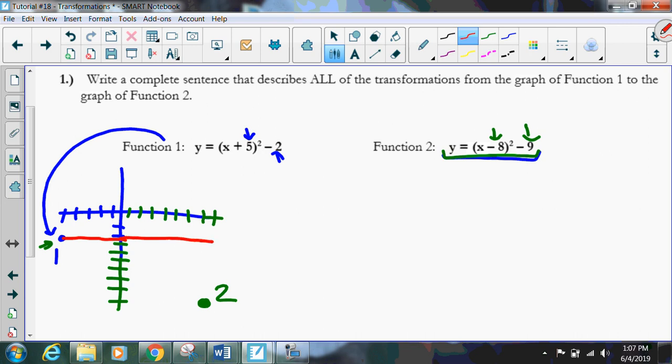Does that sound right? We were all the way over at -5. Now our new vertex is all the way over at +8. So 5 plus 8 is 13. So we know that we shifted 13 to the right. So that would describe one of the transformations.